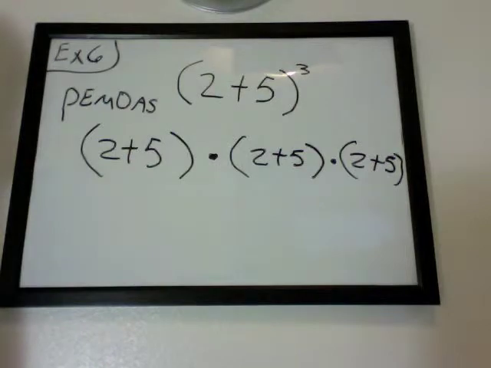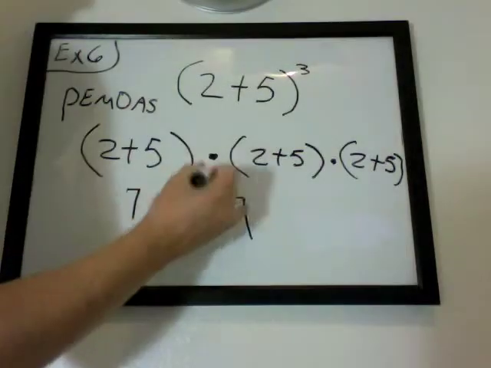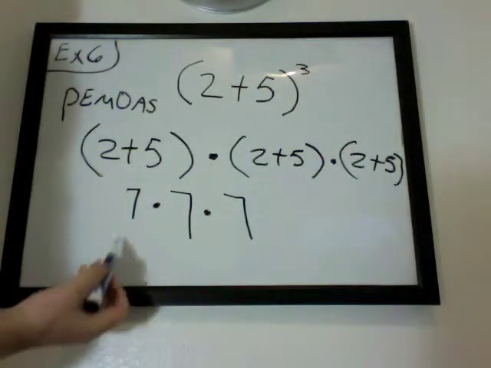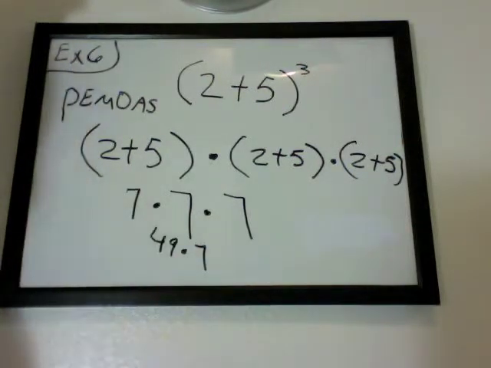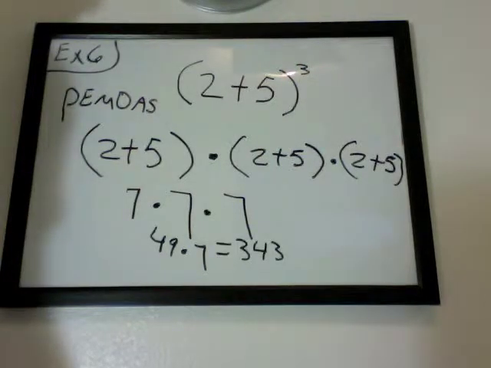So this 2 plus 5 would be 7. And since these are all being multiplied, don't forget to bring down your multiplication. So you multiply the 7 times 7, it's 49. And you have 49 times 7, which is 343. And this would be your final answer.